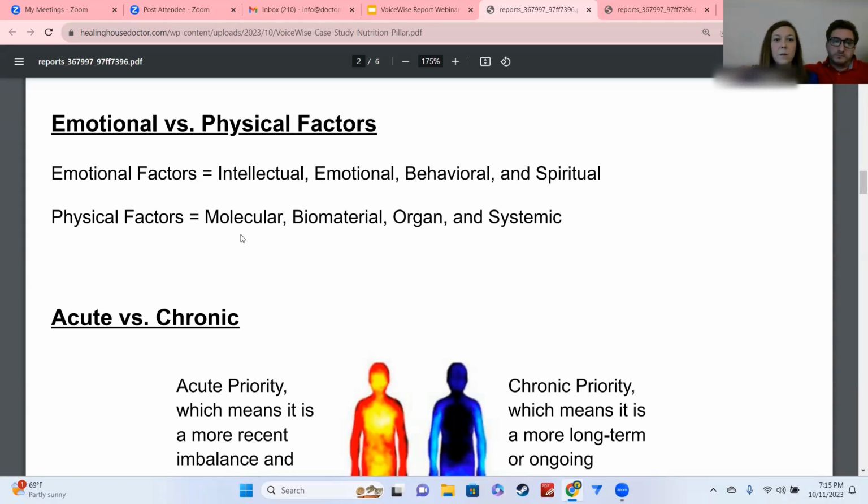And then physical: molecular is related to the cells. Biomaterial is more the surrounding tissue and fluids. Organ is the organ itself. And systemic means how that organ plays, cooperates and functions in conjunction with other systems in the body.